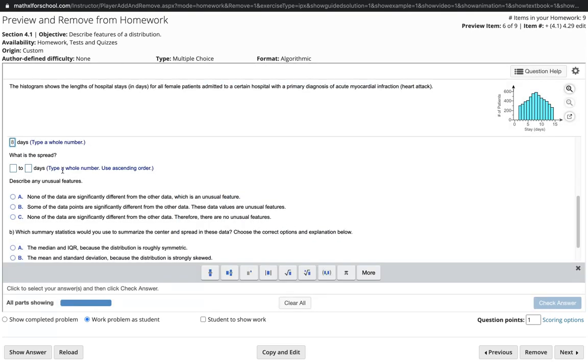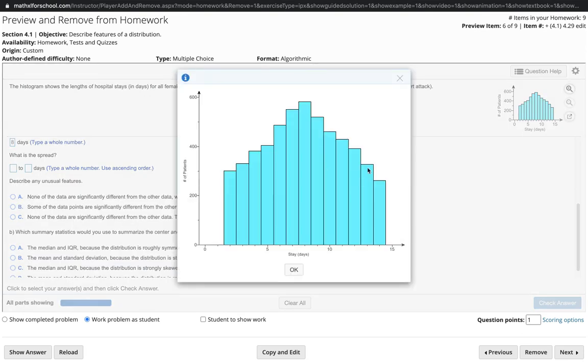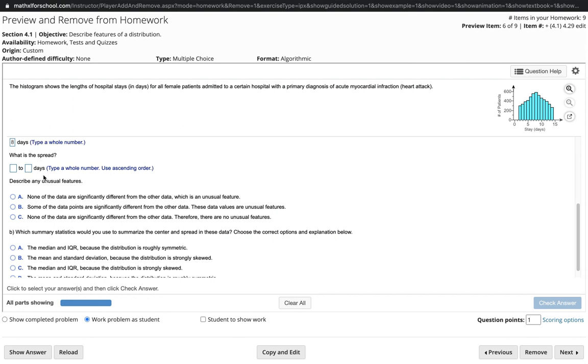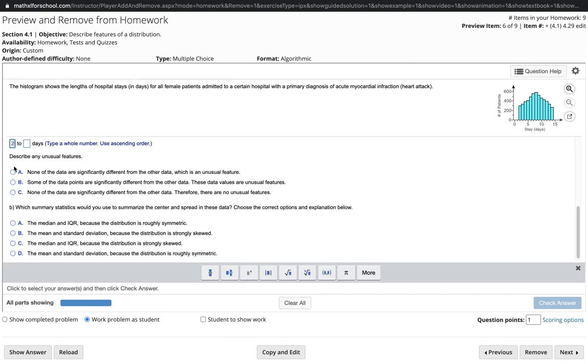Okay. What is the spread? Okay, the spread, remember, that is the low and the high number. So the low number is here. That's going to be 0, 1, 2. And the high number is at 14. So the spread is from 2 to 14.